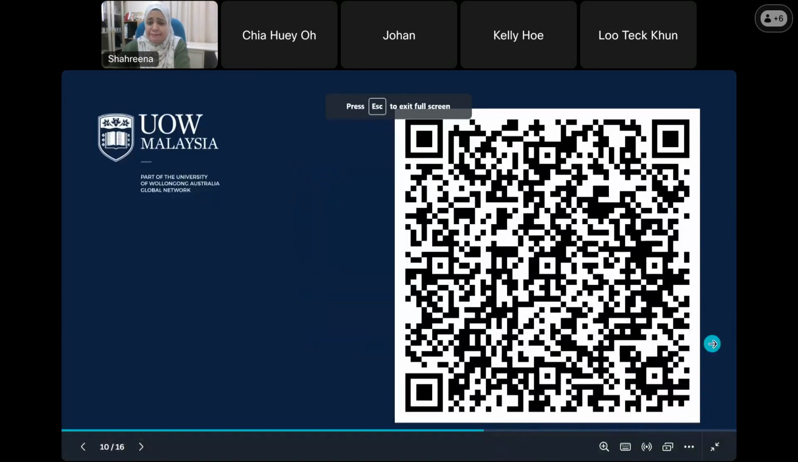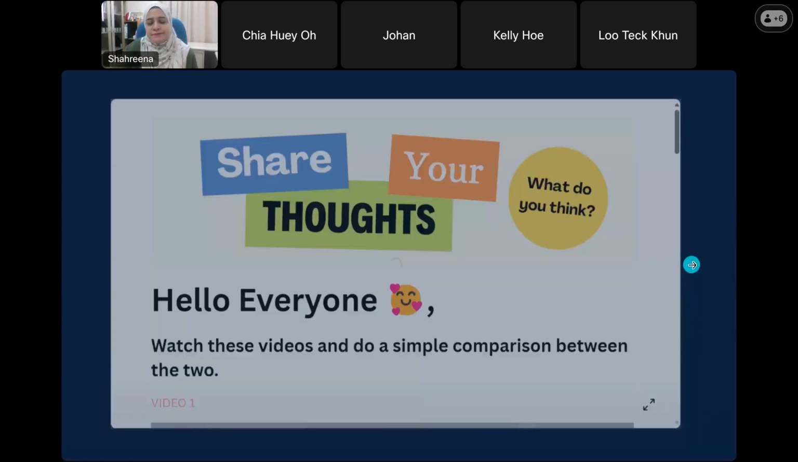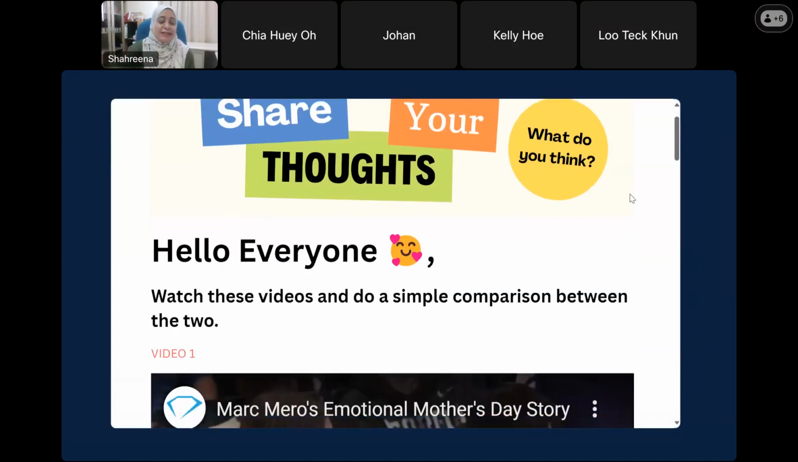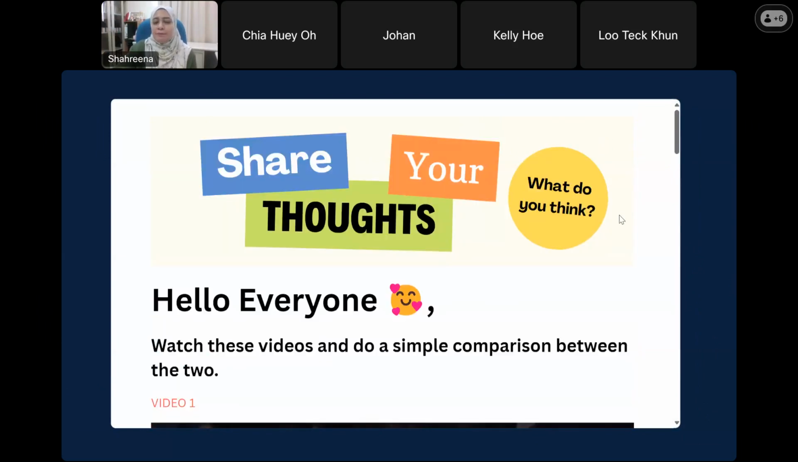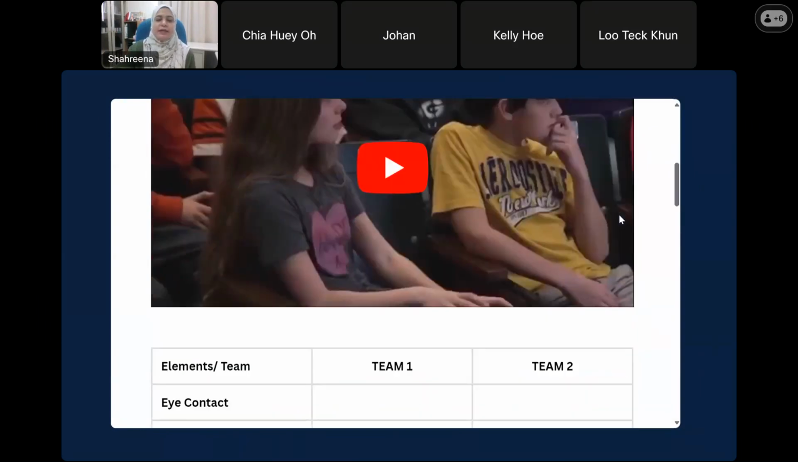Same thing, if you scan this, you will be directed to my Canva Doc. Okay, so this is how it looks like. Canva Doc is basically like your Microsoft Word, it's just that there are limitless pages, so you can go on and on. Similar to your whiteboard, you can add videos, you can give simple instructions, you can add pictures.